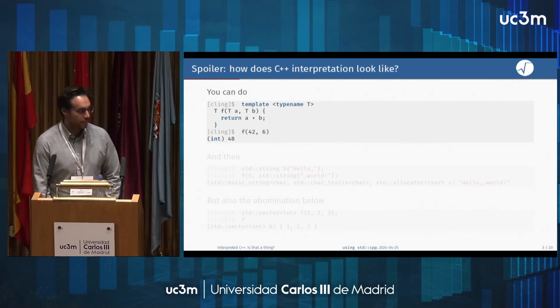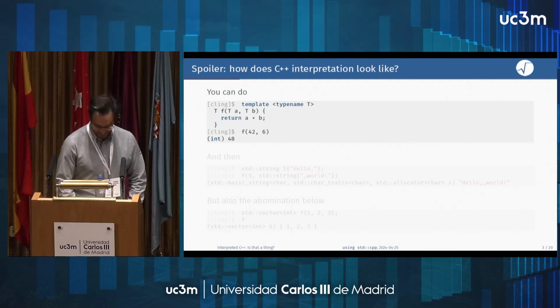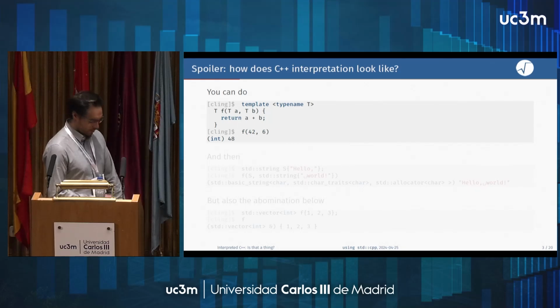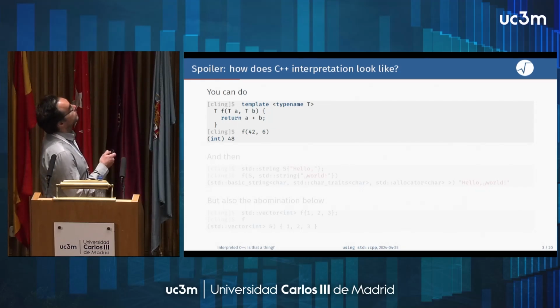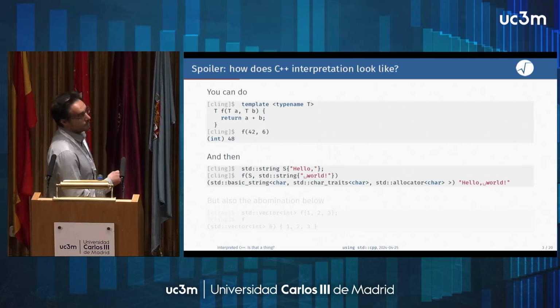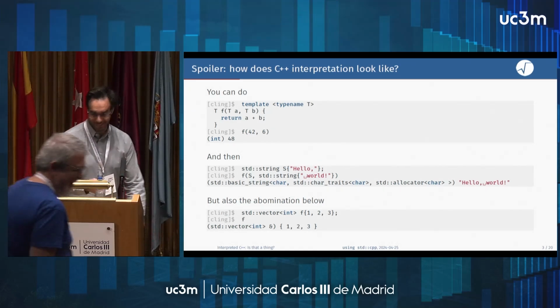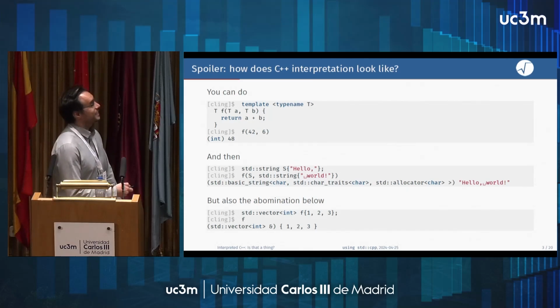So let's start. To be honest, I wanted to start this talk with a kind of spoiler. How would interpreted C++ look? For example, you can define a function template that takes a couple of arguments and then returns the sum of them. You can instantiate it for integer and actually print the result. But you can also instantiate it for any other type, in this case, std::string. But also you can do abominations, such as this one, that are not ISO C++ standard compliant.